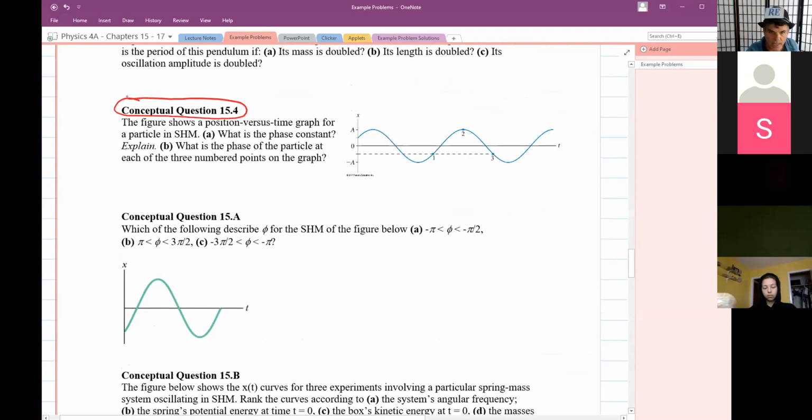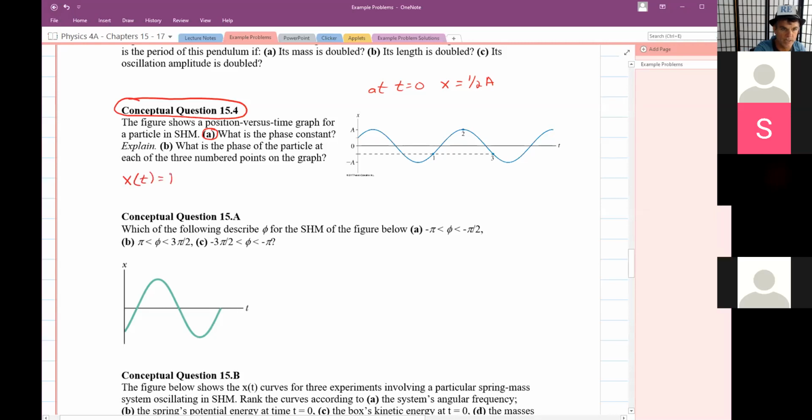I have it starting at t equals 0. So it's going between x equals A and x equals negative A, but at t equals 0, it's at 1/2 the amplitude. So the question here, and we're just going to look at part A, what is the phase constant for this particular setup? And again, the way to think about this is our general equation is position as a function of time is the amplitude times the cosine of omega t plus the phase angle.